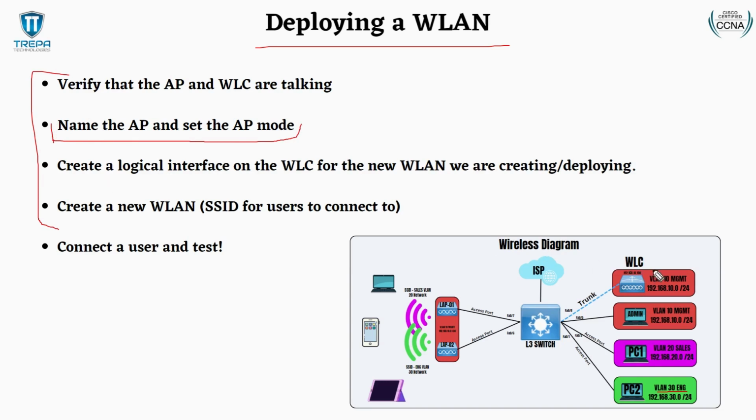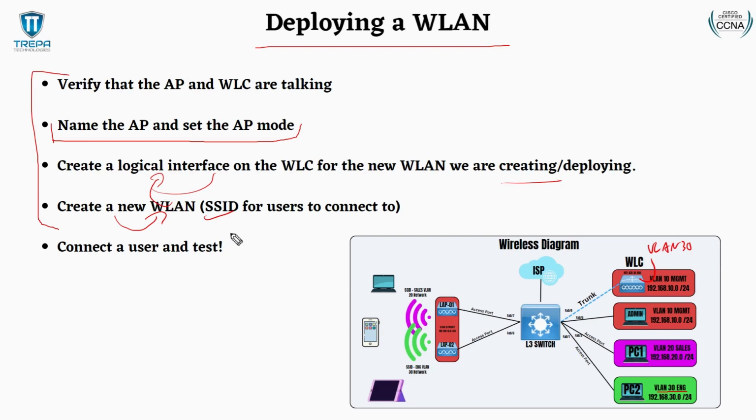And then we're going to build that logical interface for VLAN 30 on the wireless LAN controller. So, VLAN 30 logical interface, very similar to an SVI. And once that interface is created, now we can actually create the wireless LAN associated with that logical interface, create the new SSID for users to connect to, and then boom, we're done. And then we're also going to go over how to set security and QoS.